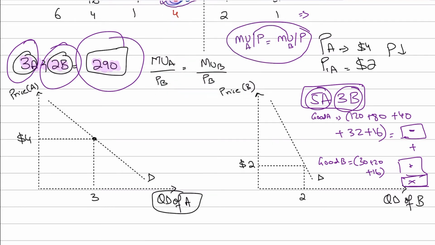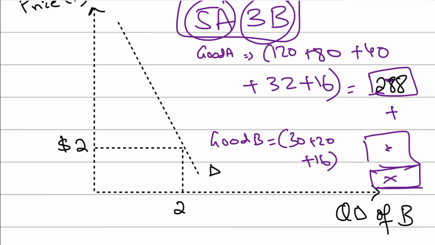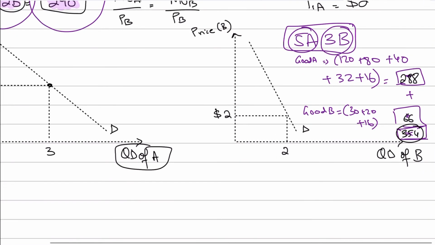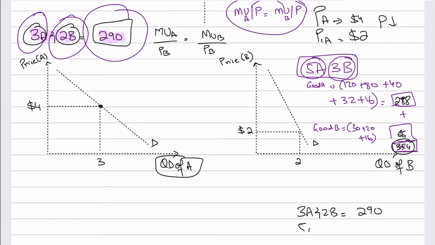So guys, the value of total utility would be 120 plus 80 plus 40 plus 32 plus 16, and that comes to 288, while 30 plus 20 plus 16 comes to 66. 288 plus 66 gives me a total of 354. Wow. So initially when he had bought 3A and 2B, he gained a total utility of 290. Now he's bought 5A plus 3B, he's gained a total utility of 354. So his utility has gone up by 64 utils.